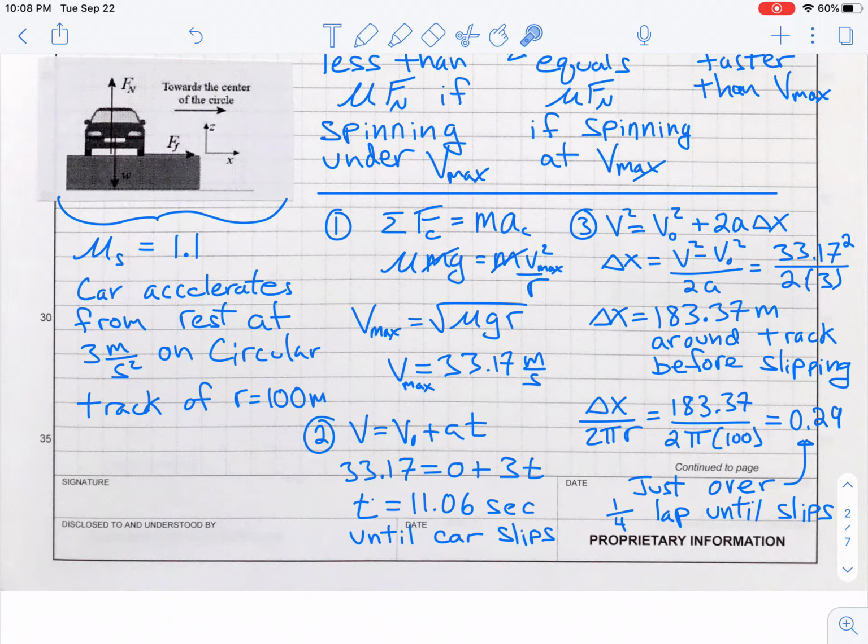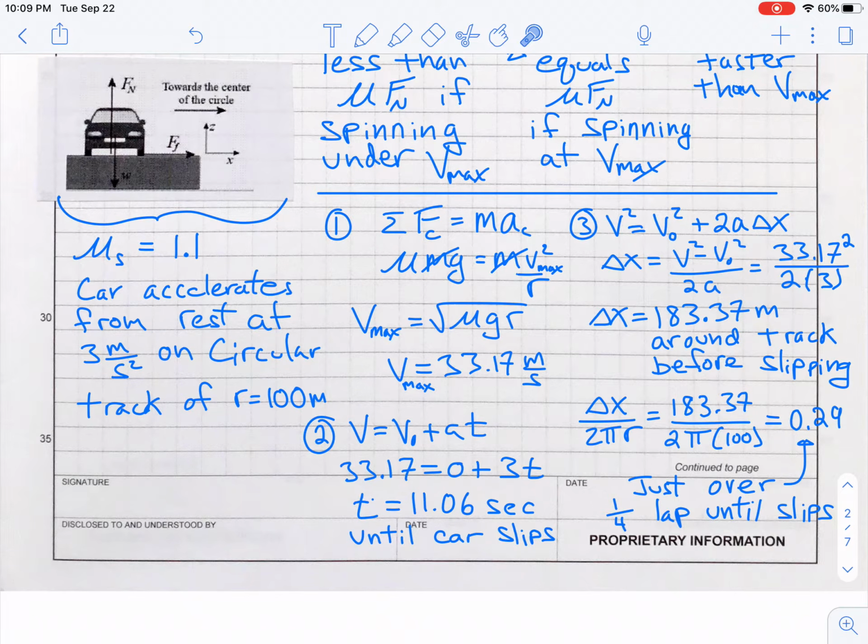Now, if we wanted to figure out how far we're going to drive before we begin to slip, we would have our kinematics equation. We'll just plug in everything that we know. Our acceleration, our velocity squared. We get 183 meters around the track, which was a 100-meter radius, like a circular racing track. So we'll get 183 meters around the track before we begin to slip.